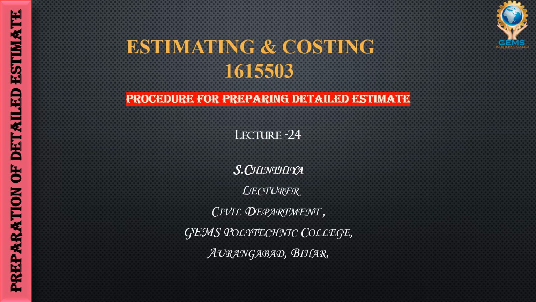In the last two lectures, we have seen about unit 4, the procedure for preparing the detailed estimate. We have seen what the steps are to prepare a detailed estimate, what a detailed estimate is, then the procedure for taking out quantities as per IS 1200. There we have the method of taking out quantities. We have two methods: the first one is the long wall short wall method, and the second one is the center line method.